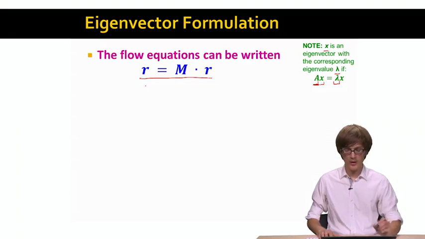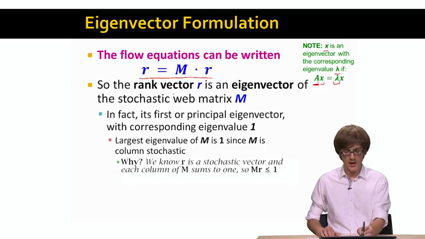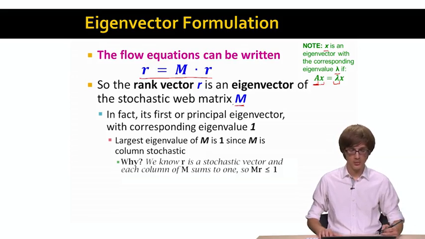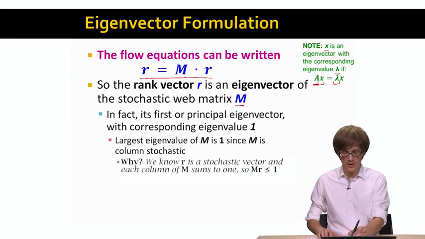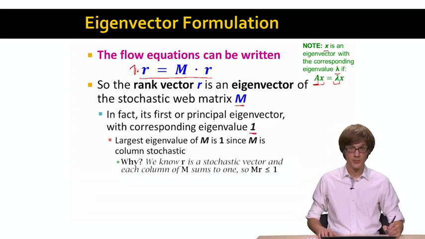So our equation looks very similar. We have M times R, which is the same as A times X, and then we say equals R, and before we had equals lambda X. So what this means is that the rank vector is an eigenvector of the stochastic web matrix M. Another important fact is that it is a principal eigenvector, which means that it corresponds to the eigenvalue with value 1. Here I can think that I implicitly multiply by 1 and my lambda is 1. In fact, the largest eigenvalue of M is 1 exactly because M is column stochastic.